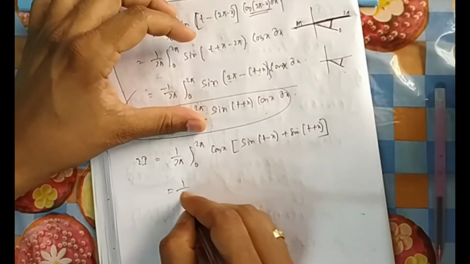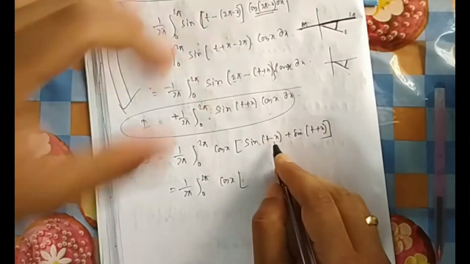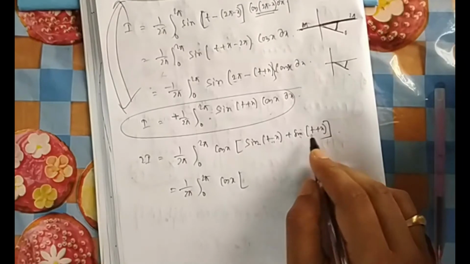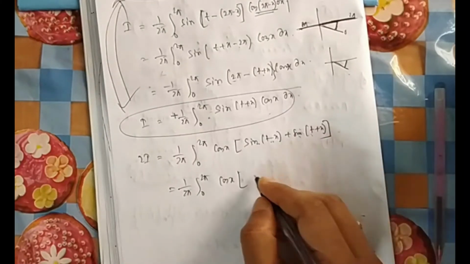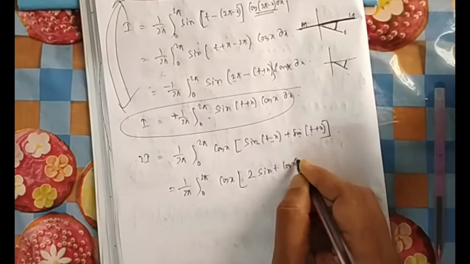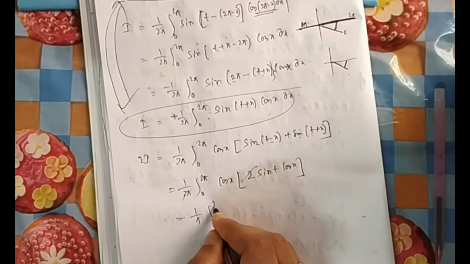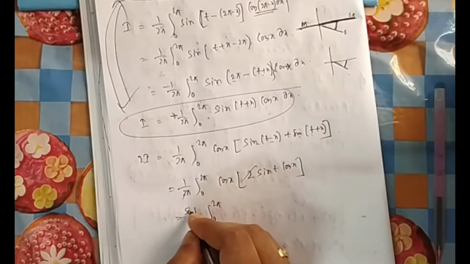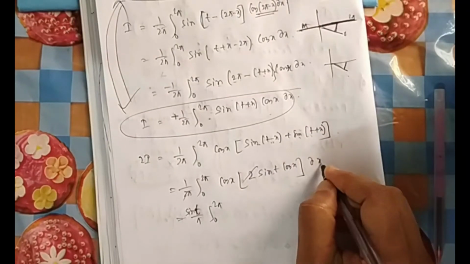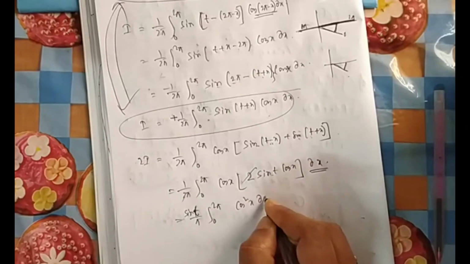What is this? Sin a cos b minus cos a sin b, plus sin a cos b plus cos a sin b. So cos a sin b will get cancelled, so you will get 2 sin a cos b. So the 2 will get cancelled, so it will be 1 by pi, 0 to 2 pi, and you can take sin t outside. Because the variable is dx, t is constant for you. So it is cos square x dx.